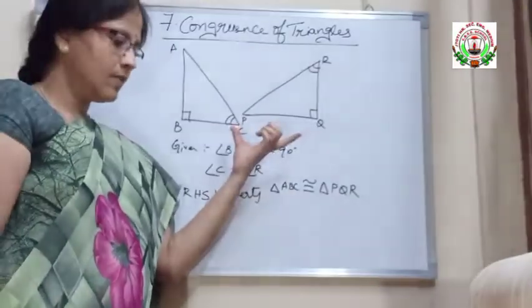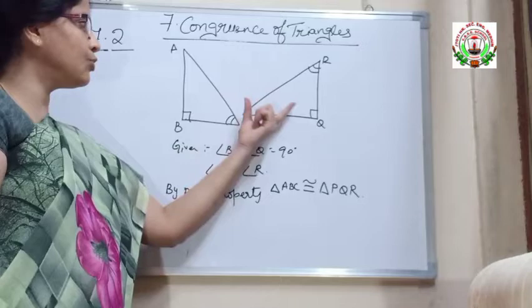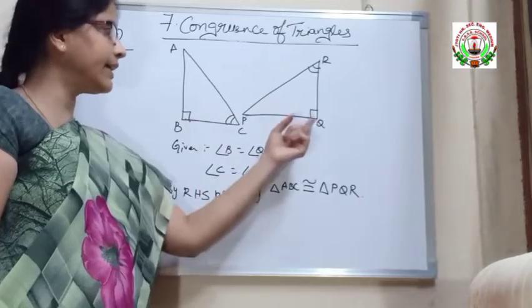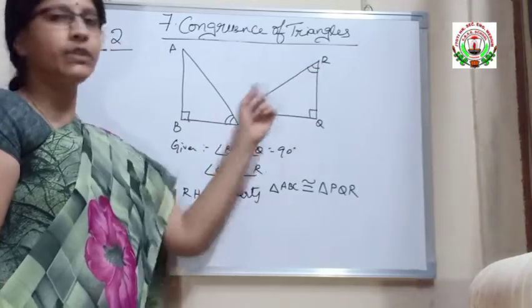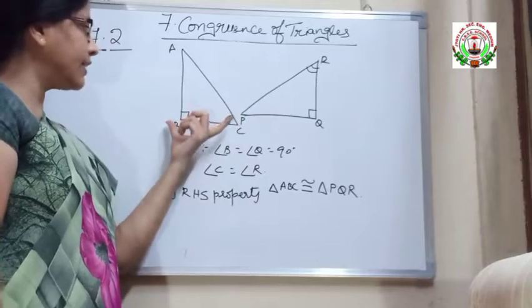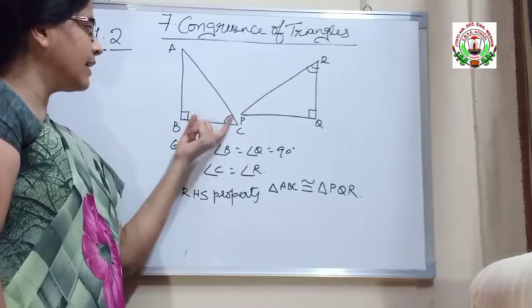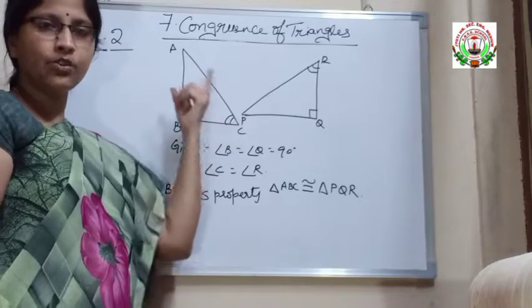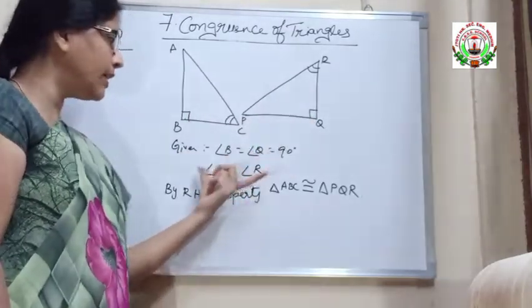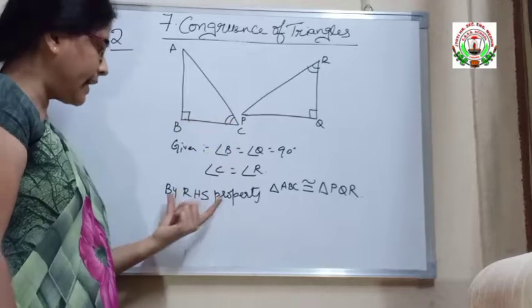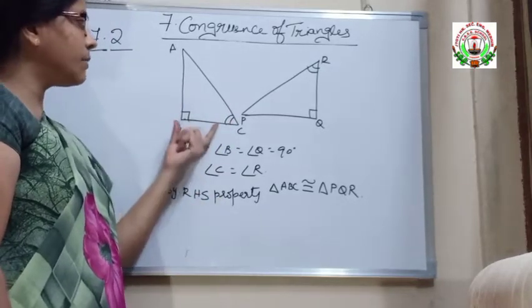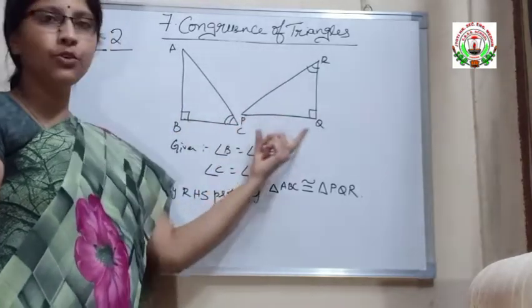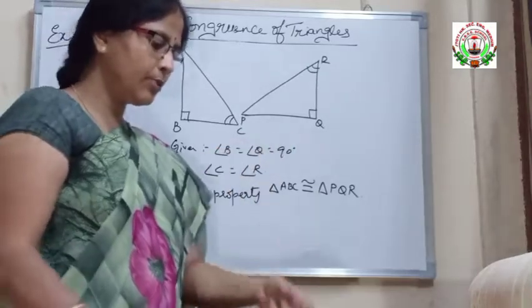This is your 8th question. They have given two triangles. They have given one right angle triangle and one angle which are equal. So by RHS property, that is, right angle is equal there. Next, angles are equal, so hypotenuse will also be equal. So by RHS property, triangle ABC is congruent to triangle PQR. This is your 8th question.